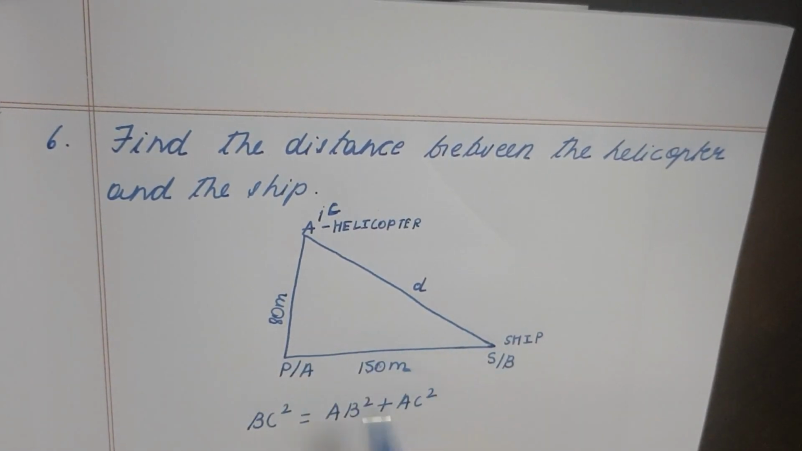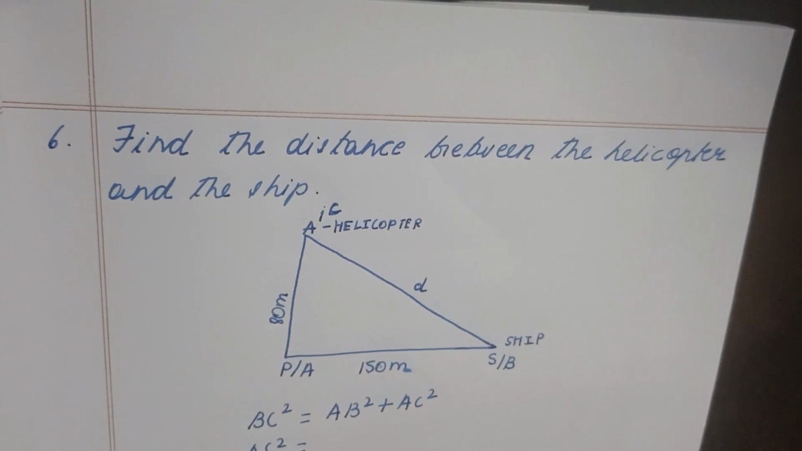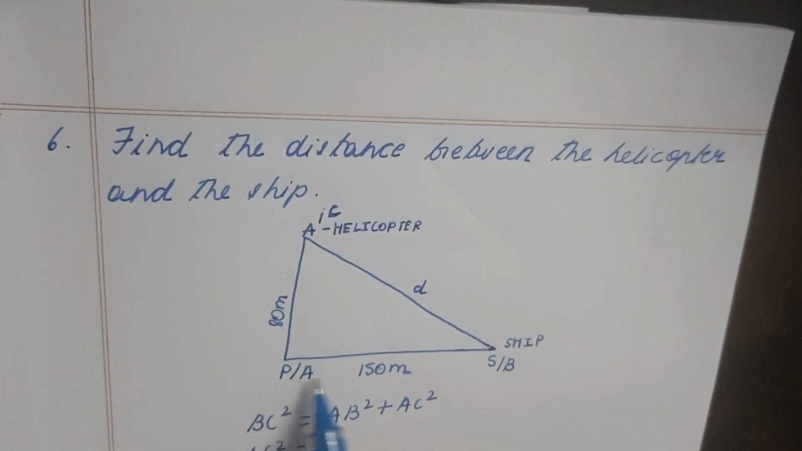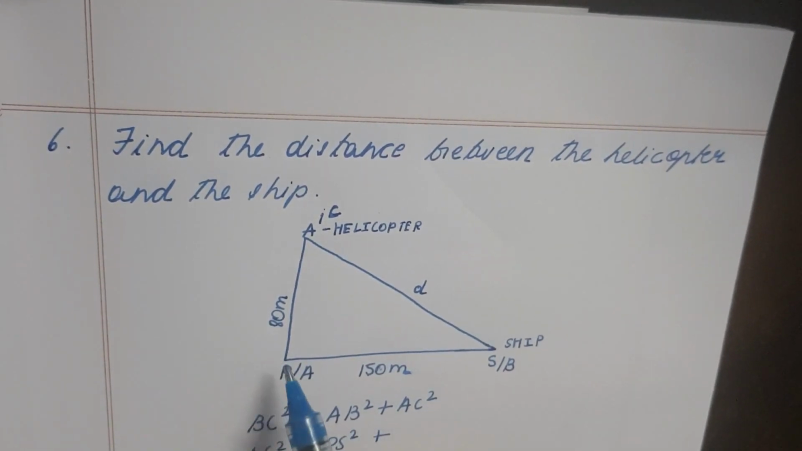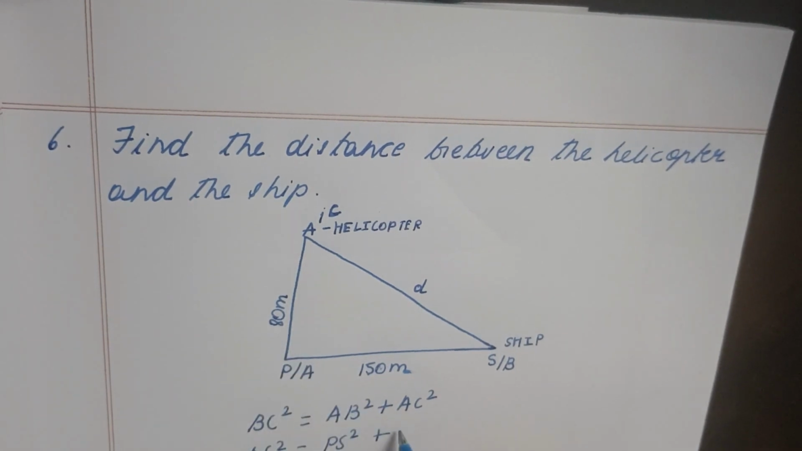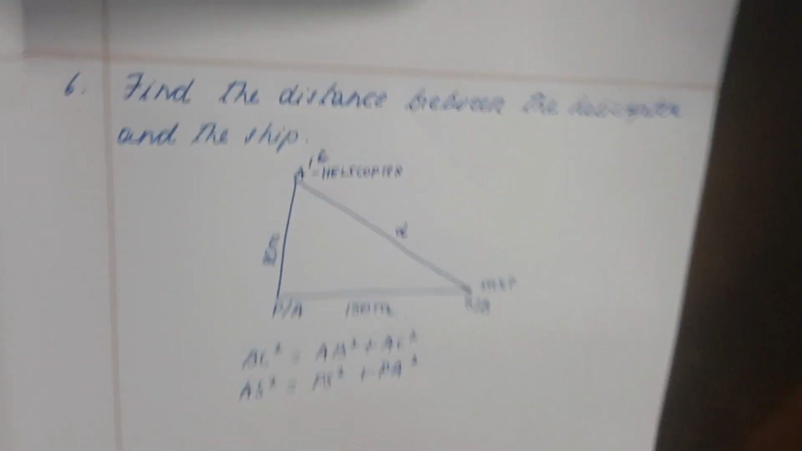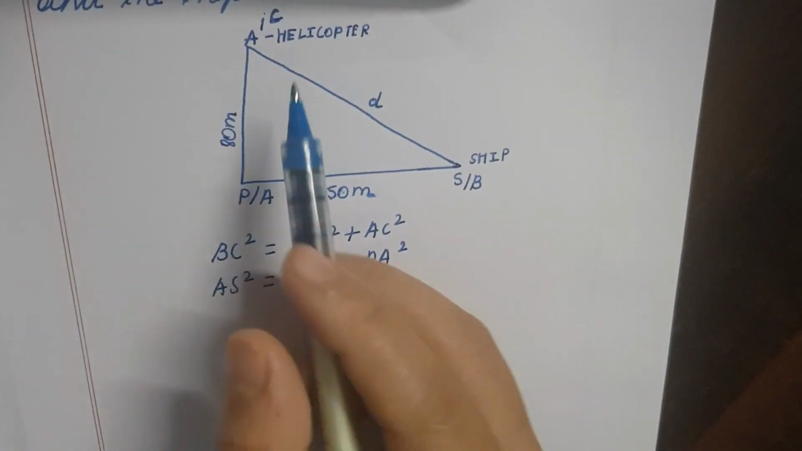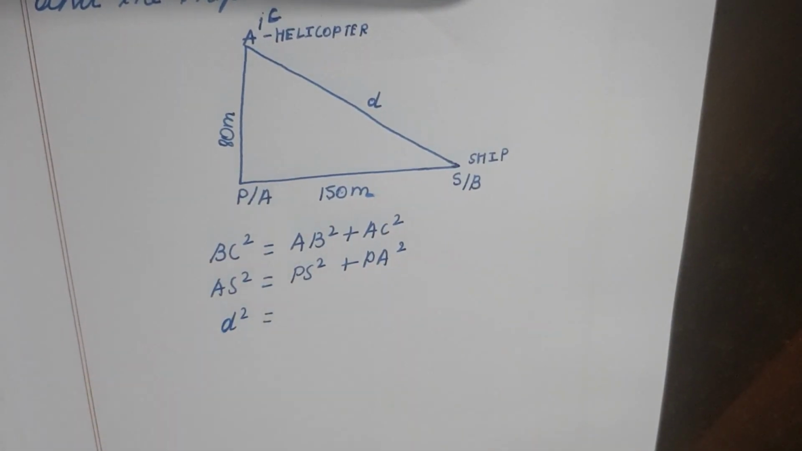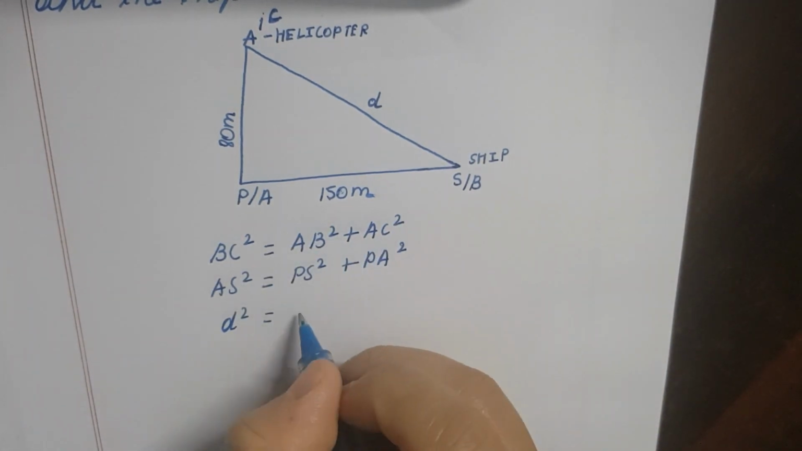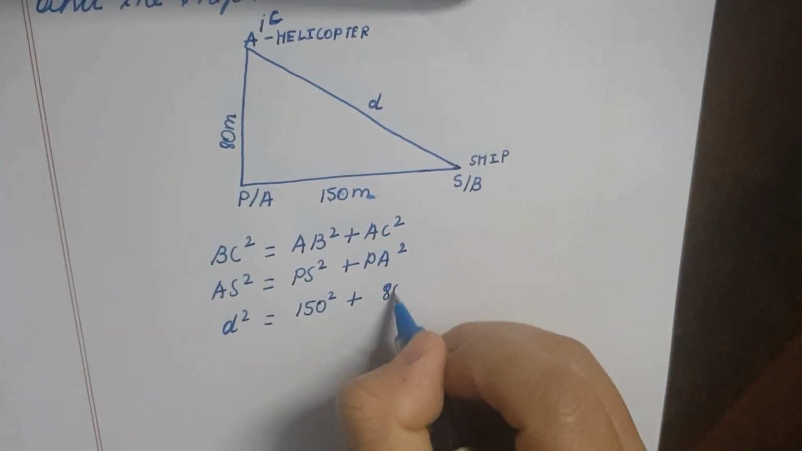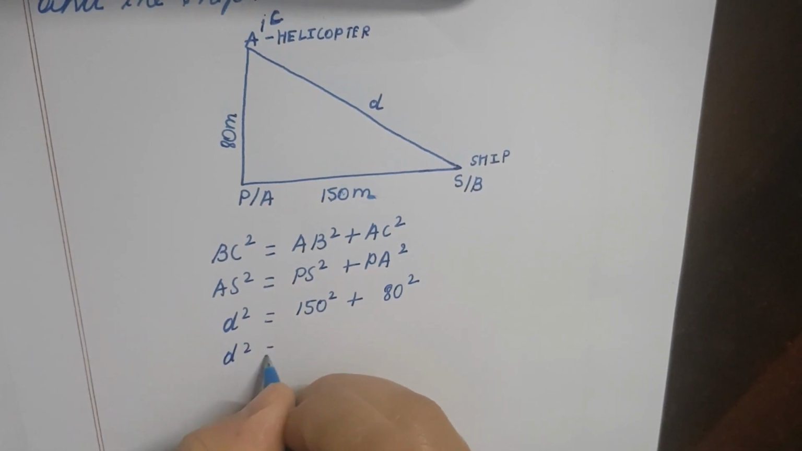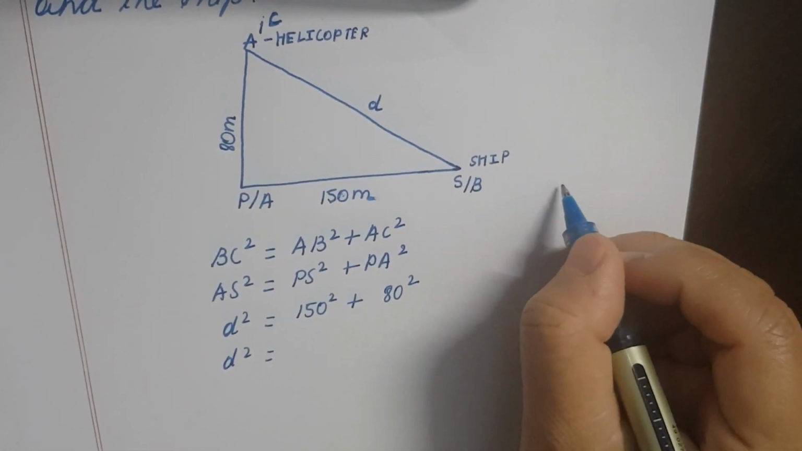Into the formula, BC square is equal to AB square plus AC square. So now here BC is what? It is actually AS. So AS square is equal to, next AB square. So for AB square, what do we have? It is PS square. So PS square plus, for AC square, what do we have? It is PA square. So PA square. Let's substitute the values given in the sum as they are. We have to find AS square. So that is D square, which is equal to PS's value, 150. So 150 square plus PA's value, 80. So 80 square. So D square is equal to 150 square, we will find out.